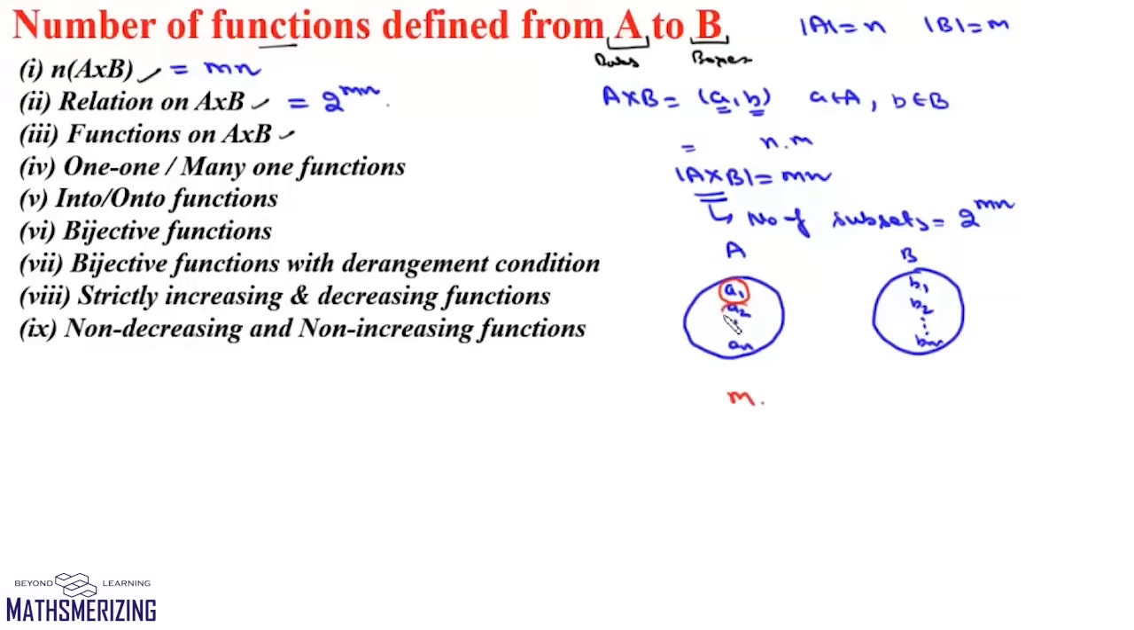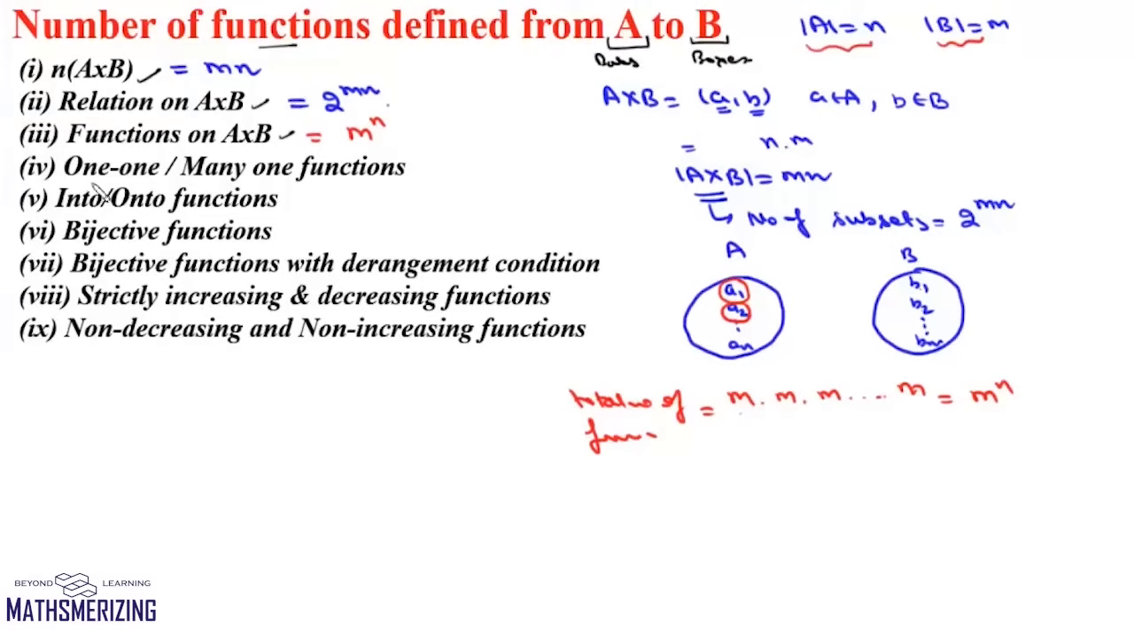And the same way for A2 we again have m choices. For A3 again we'll have m choices. So it'll continue for all the n elements. So the total number of functions from A to B will be m into m into m up to n times. So there'll be a total of m to the power n functions. So the total number of functions defined on A cross B will be m to the power n, where n is the number of elements in set A and m is the number of elements in set B.